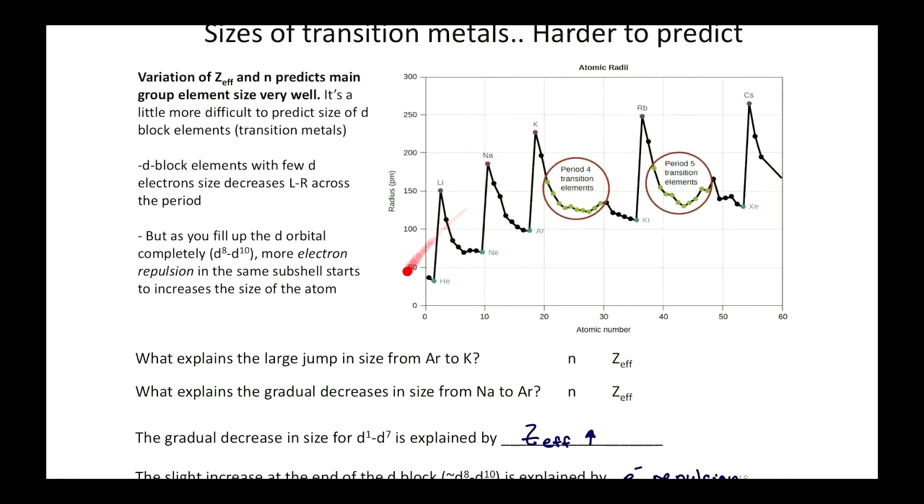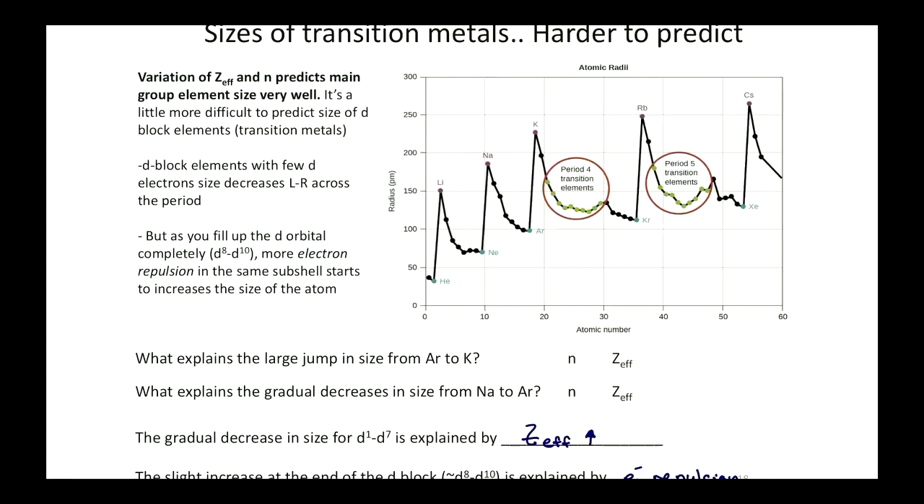So here's the graph showcasing the trends that we see. Let's look at the big jump in size between argon and potassium. It might help if you look at where argon and potassium are on the periodic table. Potassium is much, much bigger than argon. What explains that difference? A difference in N or a difference in Z effective? N, yes.